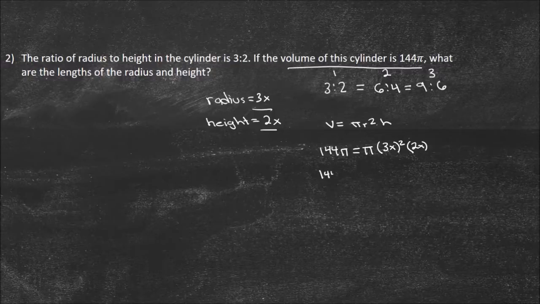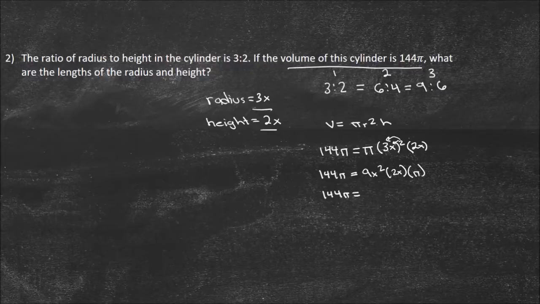And now let's multiply this out and see what we're left with. So 3x squared becomes 9x squared. Remember that when you square it, you have to square the 3 and the x, then multiplied by 2x, then multiplied by pi. And now again, let's simplify things even more. So 9x squared times 2x becomes 18x cubed times pi.